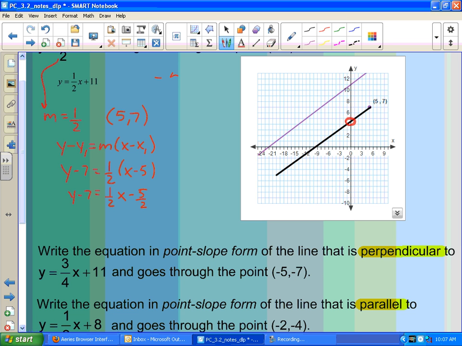So here's what I got. I got a negative 5 halves, and I am adding a 7. But if I'm working with fractions, I need that 7 to have a denominator of 2, which means 14 halves. So I'm adding 14 halves to the other side. And then, now you're in slope intercept form. y equals 1/2 x plus 9 halves. So there's slope intercept form. That was our point slope form.